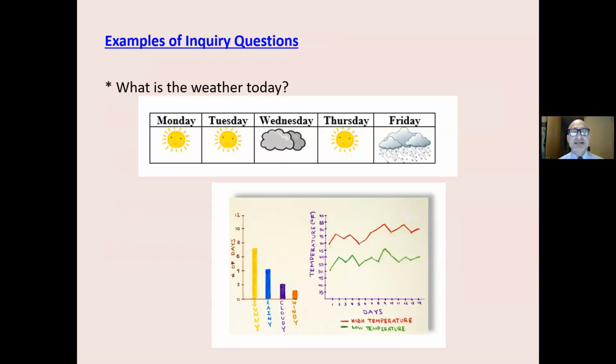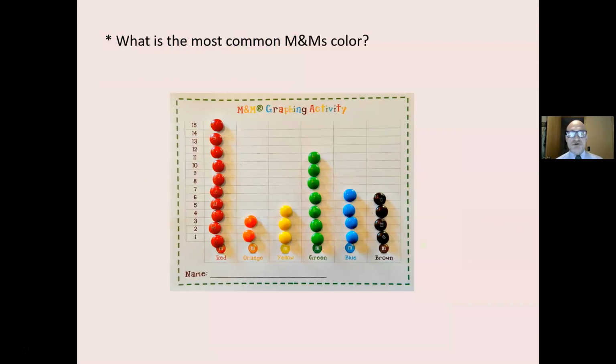I'm going to show you some examples of inquiry learning at the kindergarten level. What's the weather today? That's the question. Collect the data. You see this nice data retrieval chart: sunshine, sunshine, cloudy, etc. Ask a question, collect data, answer the question. What's the most common M&M color? That's another type of inquiry learning. Ask the question, gather data.